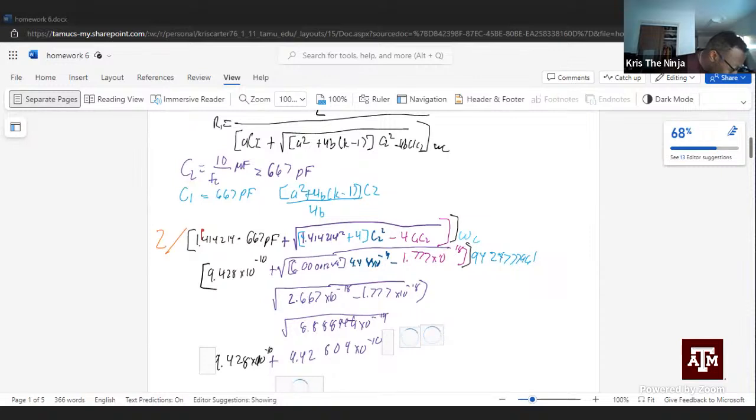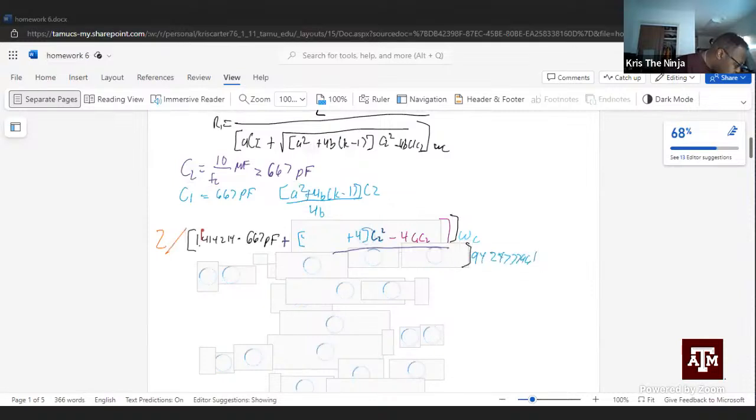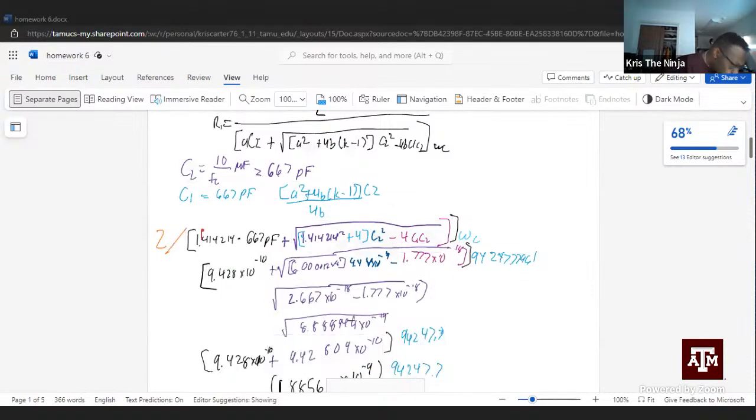All right, then that's multiplied by 10 to the minus ninth. Then that's multiplied by 94,247.7. That gives us 1.77715 times 10 to the minus 4. That divided by 2, or 2 divided by that, and that gives us an R1 value of 11,253 ohms, or 11.2 kilo ohms.